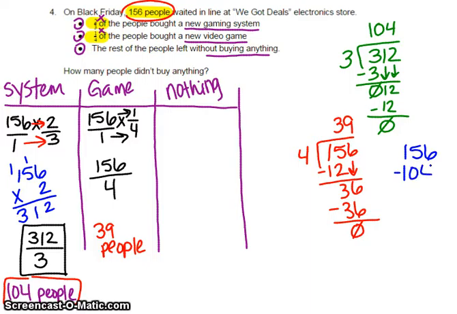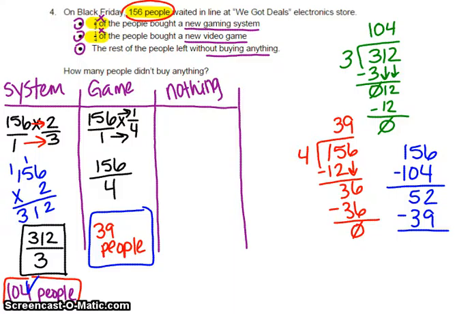So minus 104. 6 minus 4 is 2, 5 minus 0 is 5, and I know that 1 minus 1 is just 0. Okay, so that takes care of these people. But I have to see how many people bought the game system, so I've got to also subtract this. So let's go ahead and subtract 52 minus 39. Well, I have to borrow, so I have to make this a 4, and then this becomes a 12. So 12 minus 9 is 3, and 4 minus 3 is 1.